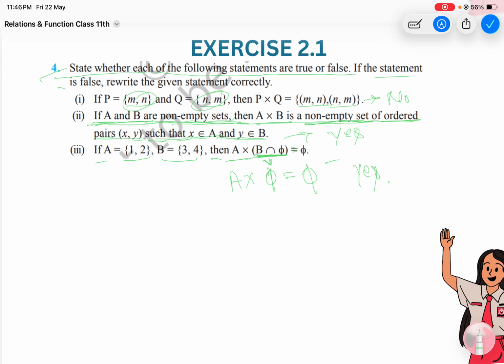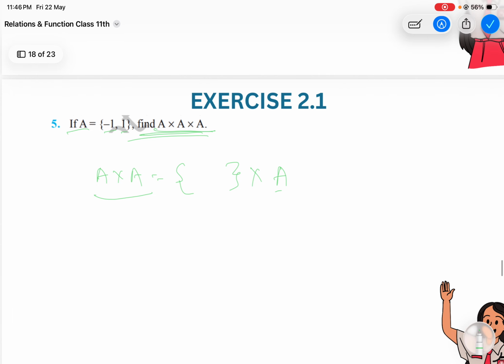I told you that here there will be a total of 4 elements, right? So just now you can comment what all the 4 elements are, all the 4 possible combinations. Now let's move to question number 5.